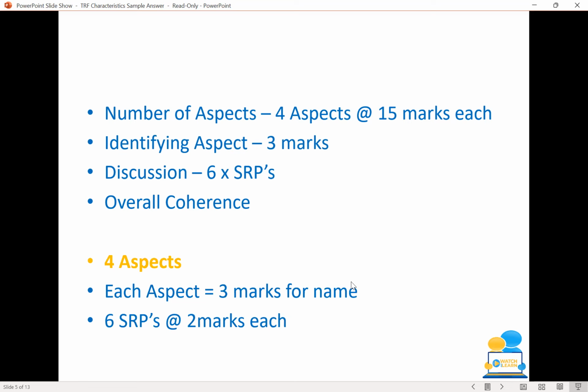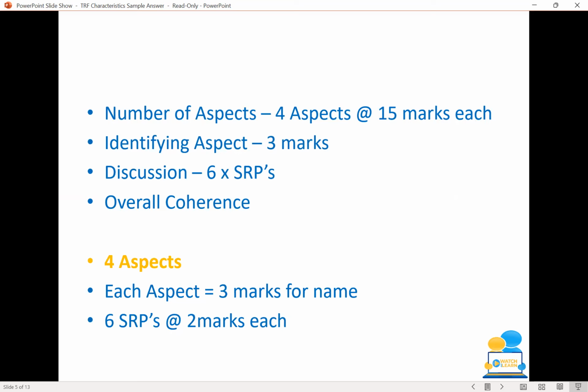Now, for the benefit of us doing this video, we're going to focus on a question that is 4 aspects. The reason for that is that we'll have 4 topics covered within this question rather than just 3. And also within the sample answer that I'm going to show you, there's going to be more than 6 SRPs per section, probably about 8 SRPs per section, which will cover you for the 3 aspects as well. So all you'd have to do is leave out one of these sections for the 3 aspects question, and you'll still be covered. So we're going to be looking at the 4 aspects at 15 marks each.